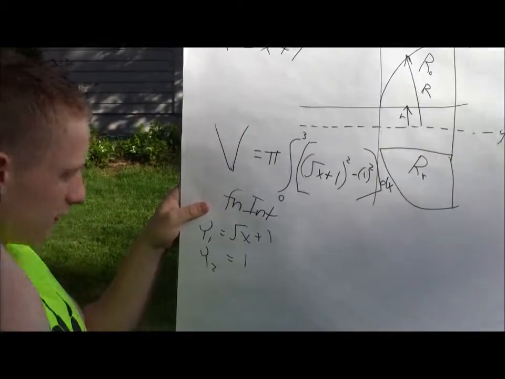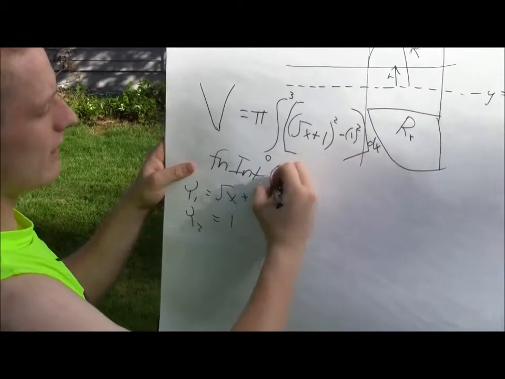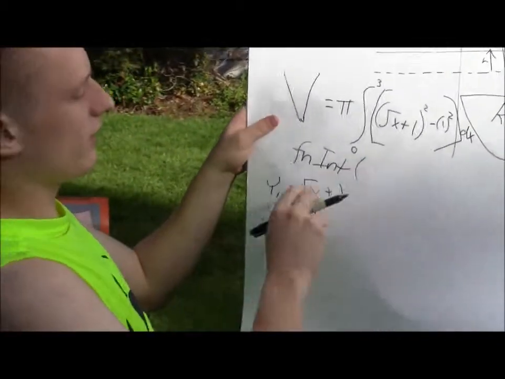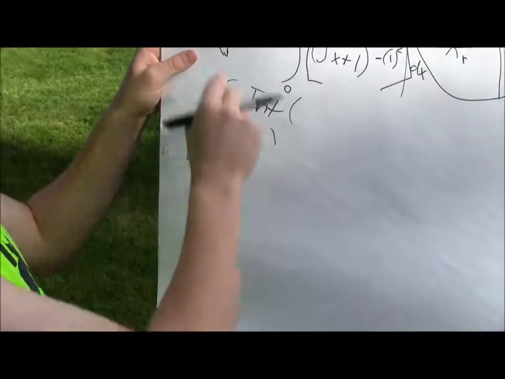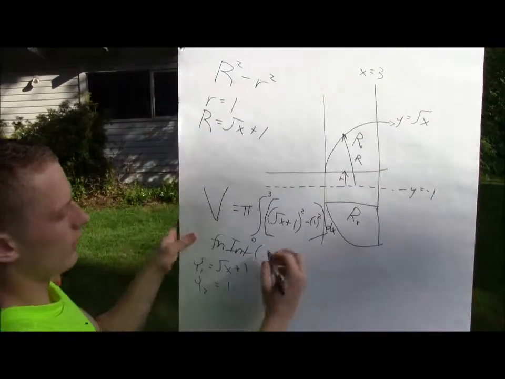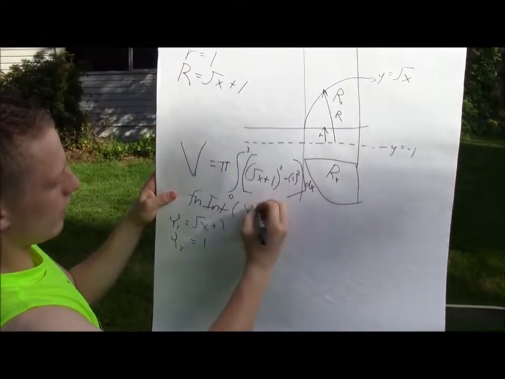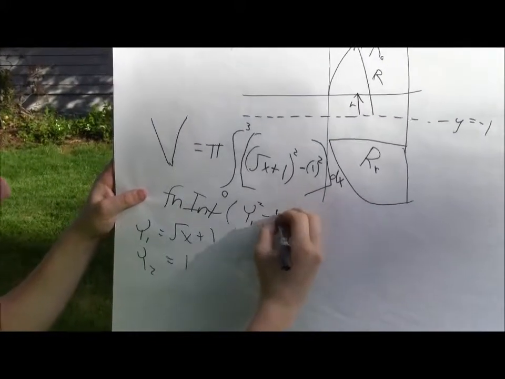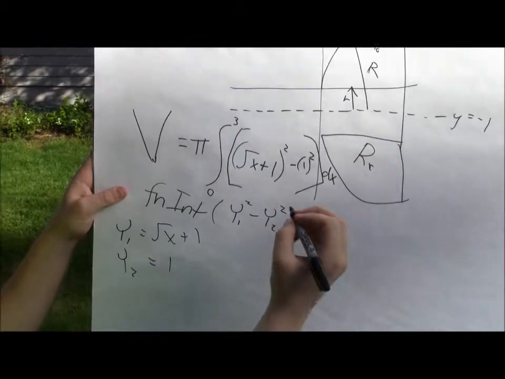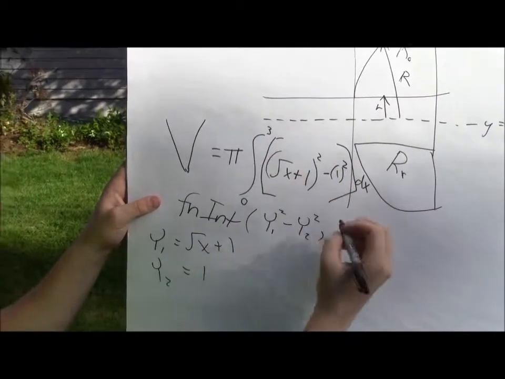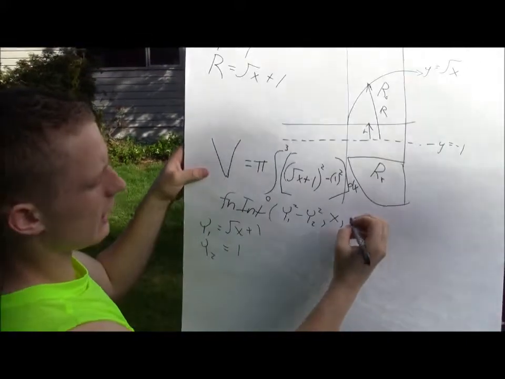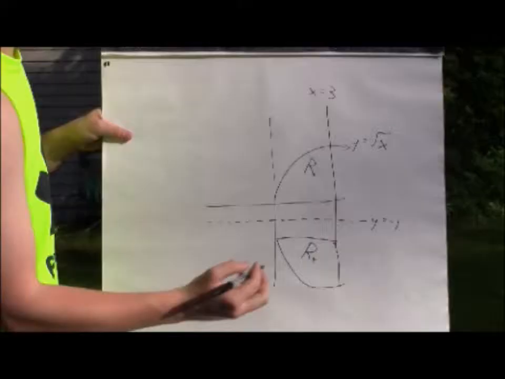The reason we're doing this is so that when we go to the Fn int feature on our calculator, things are a little bit more simple. Now it's just this squared minus that squared, because y1 is big R and y2 represents little r. So really it's just y1 squared minus y2 squared. Easy stuff. Everything else is the exact same, because everything outside the integral is the same. It's always with respect to x on a calculator. Just hit x and 0, 3.